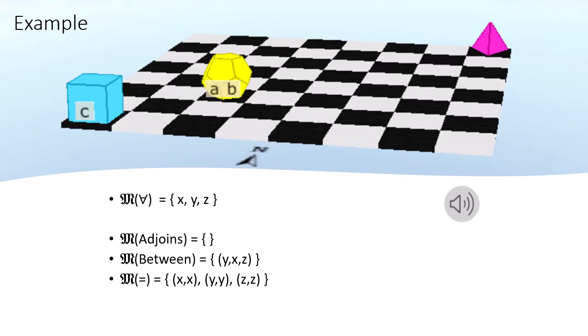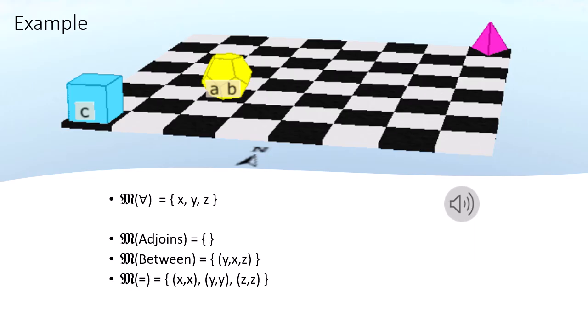In this case, that dodecahedron, which is represented by Y, is sitting in between the cube and the tetrahedron along that black diagonal. And therefore, the ordered triple YXZ would make the between predicate true. So in this case, that would be the only triple that would make the between predicate true.